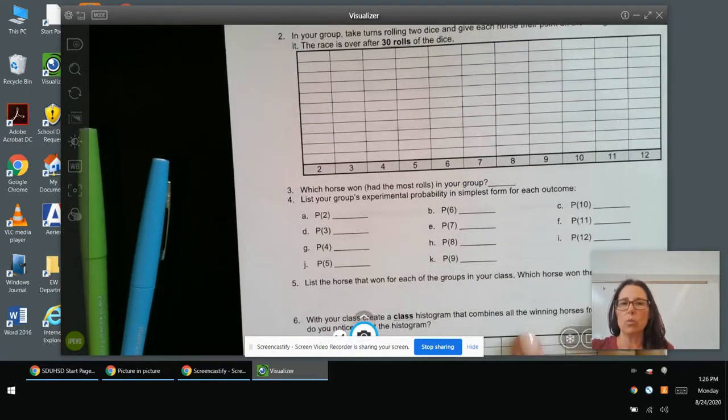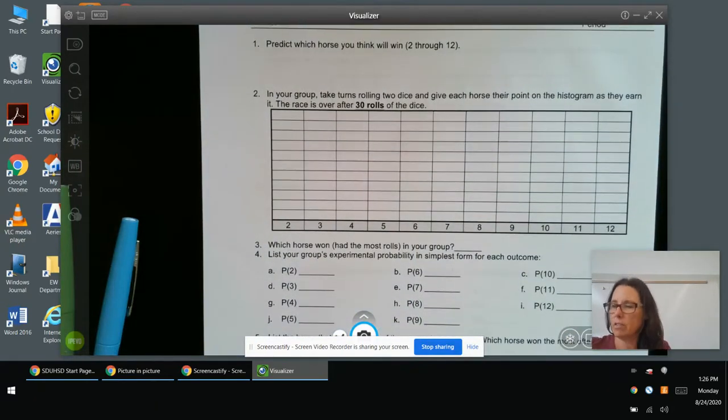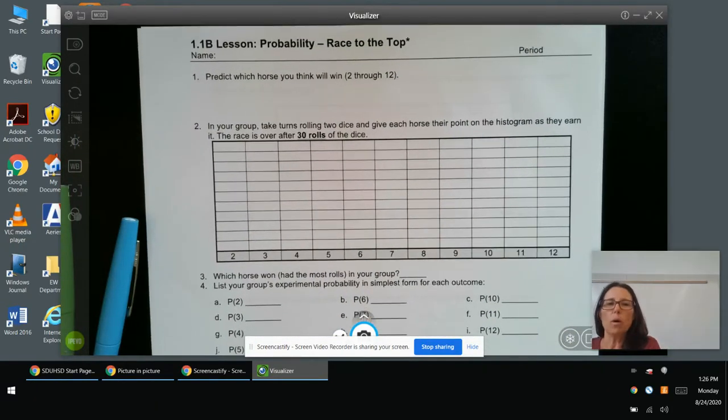Again, we are going to study, let's set this up just a little, back a little further. We're going to be looking at the 1.1b lesson, and this is on probability, and we're going to be looking at what happens when you use two dice.